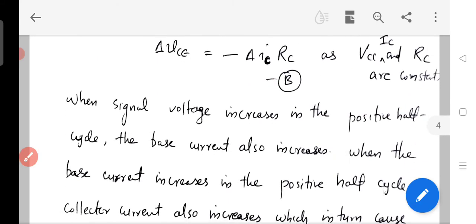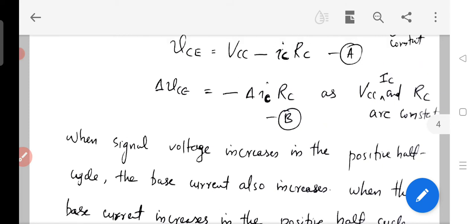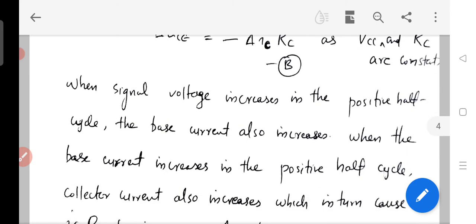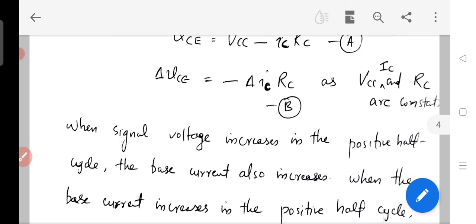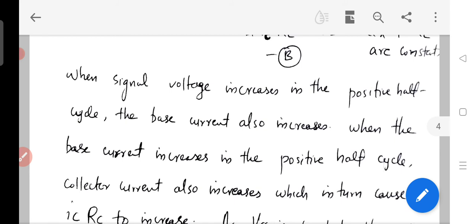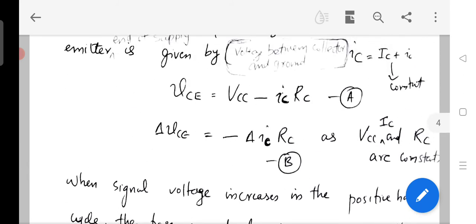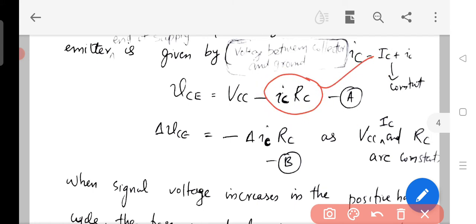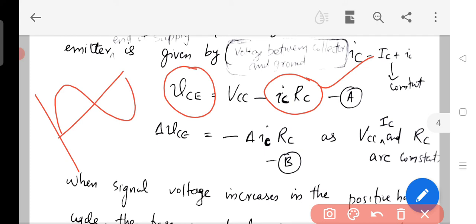So when signal voltage increases in the positive half cycle, the base current also increases, and when the base current increases, the collector current also increases. As the collector current increases, ICRC increases. As ICRC increases, the output voltage, the voltage between the collector end and the emitter end of the power supply, decreases. The signal is applied to the base, so the base current increases, and as base current increases, the collector current will increase. As this increases, since VCE is VCC minus ICRC, VCE will decrease.